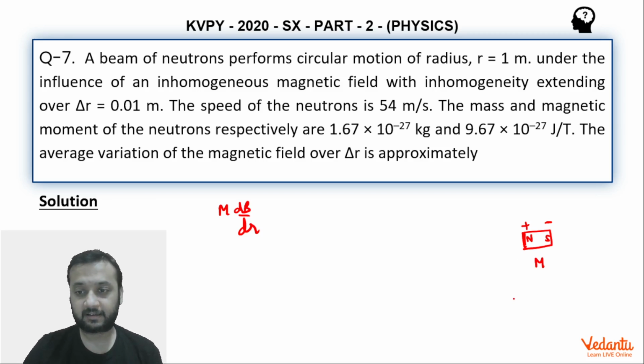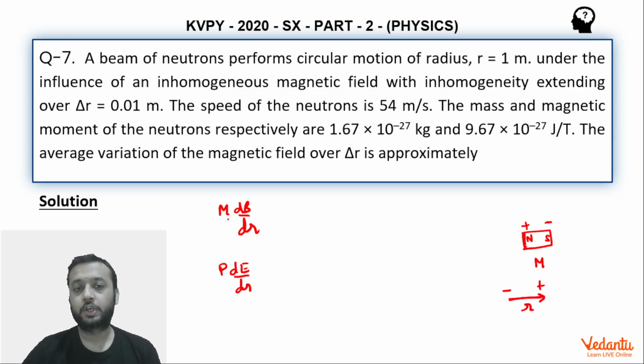Just like, for example, there is an electric dipole, plus and minus, so this electric dipole will experience a force of p dE by dr, where p is the electric dipole moment and dE by dr is the rate of change of electric field with respect to r. Let's say this is r. So similarly, when a magnetic dipole is kept in a magnetic field which is varying with respect to r, m dB by dr is the magnetic force that will act on this bar magnet, which has magnetic moment m.